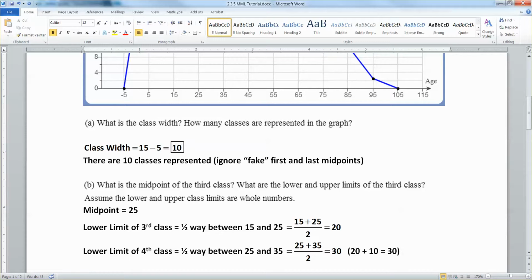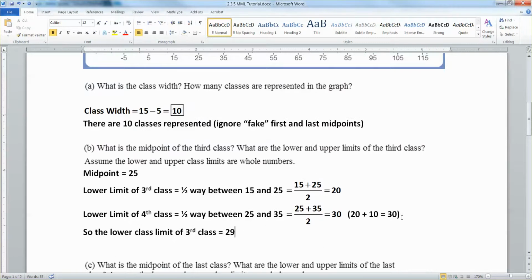So the upper class limit of the third class would be the number that's right below 30, which would be 29. It's one right below the lower class limit of the next class. Now, if they didn't say whole numbers, you could say 29.9 or 29.99999. But since they say to use whole numbers, we would actually just round it to 29.